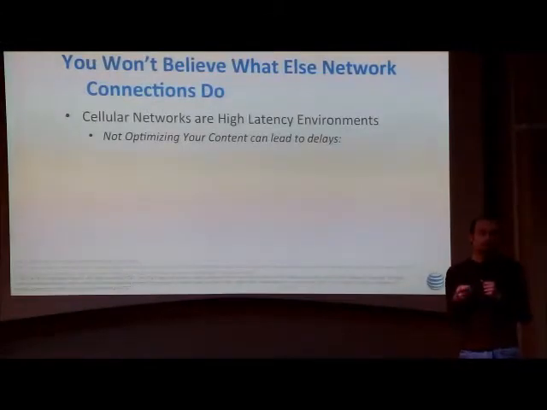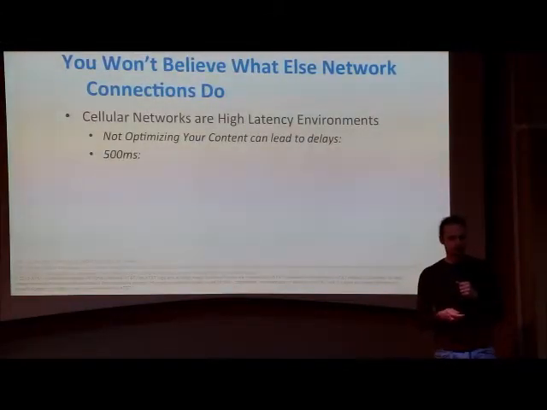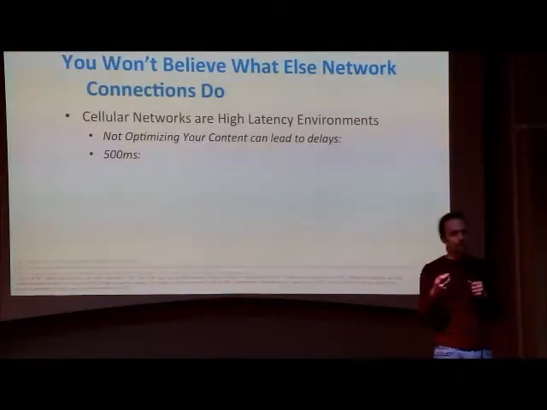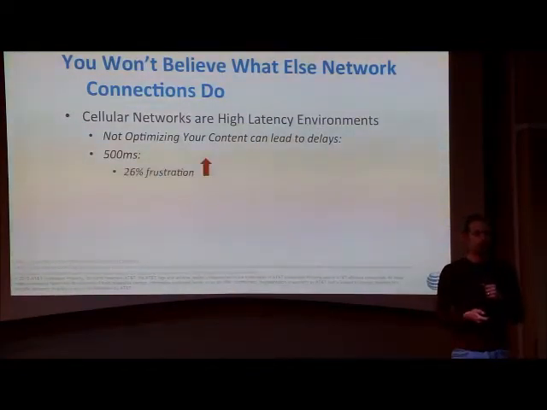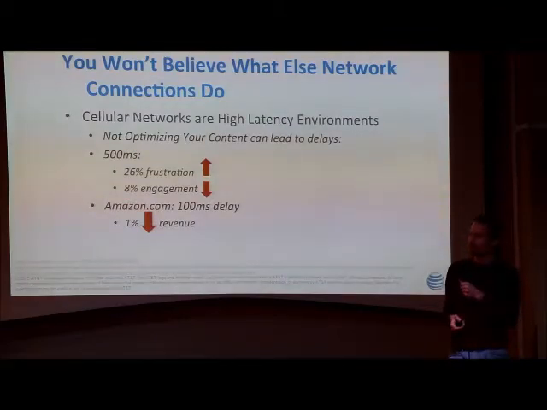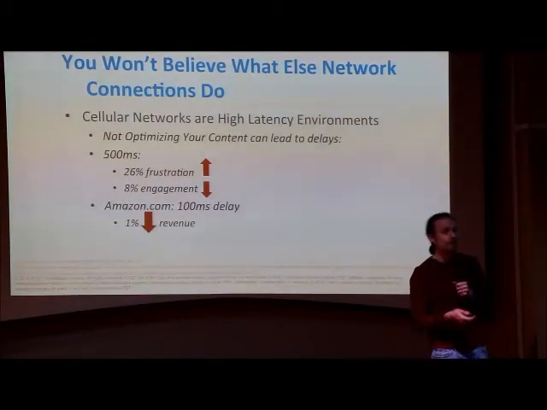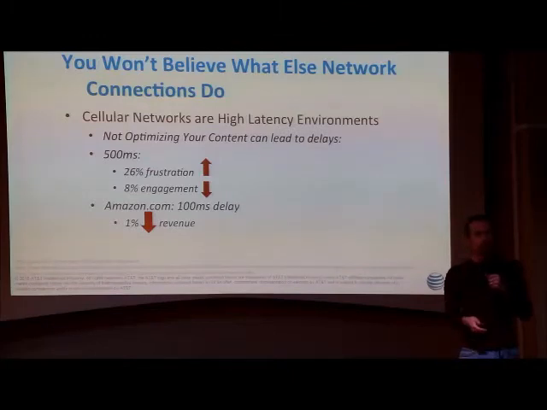And like I said, cellular networks are high latency. And so if you don't optimize your content, you get delays. Studies have shown that if there's a 500 millisecond delay in stuff showing up on the screen, people get frustrated. 26% of people stop paying attention. It's obviously not what we want them to do. And there's a study out there, this is a web study, so this is desktop data. For every 100 milliseconds, Amazon found that they lost 1% of revenue. That's a big number.